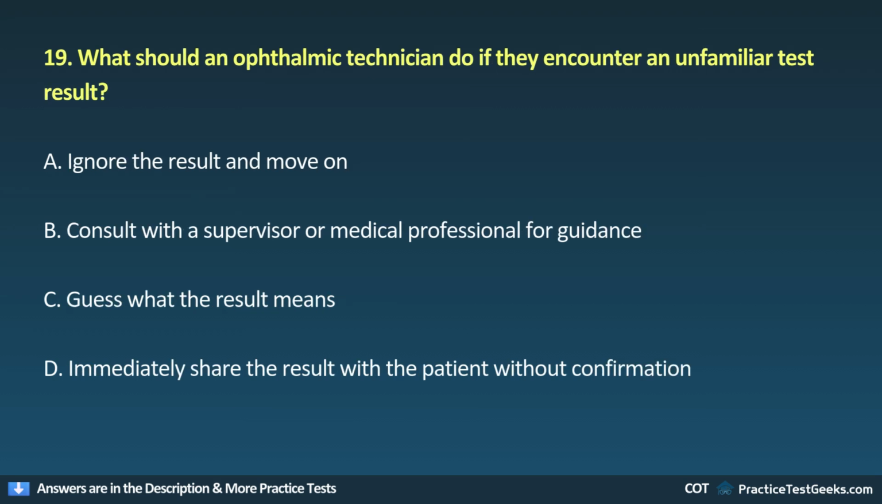19. What should an ophthalmic technician do if they encounter an unfamiliar test result? A. Ignore the result and move on. B. Consult with a supervisor or medical professional for guidance. C. Guess what the result means. D. Immediately share the result with the patient without confirmation.